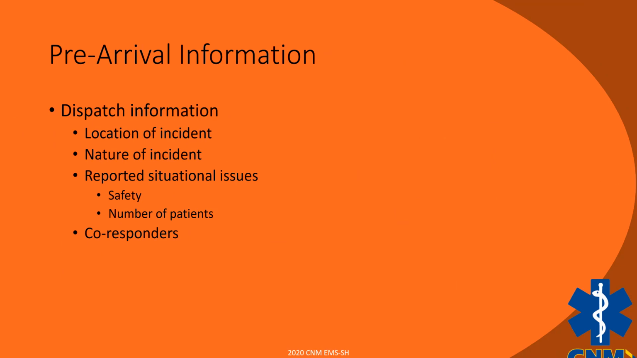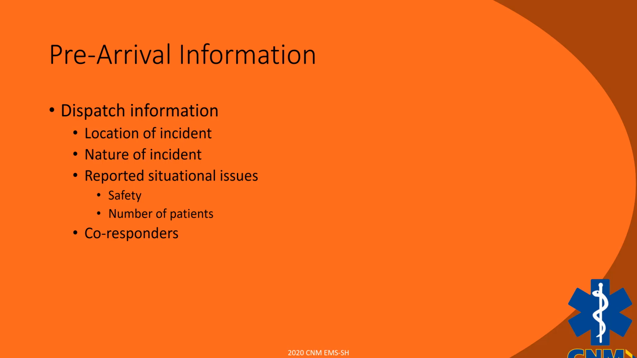There's a lot of information here, so I'm going to ramble off a number of things that we could be thinking about. Once we get dispatch information, it should include the location of the incident, as specific and precise as possible, and what the nature of the incident is, which is probably something along the lines of the mechanism of injury or nature of illness. In services that have emergency medical dispatch, that might come with a Clawson code, more on that in a moment.